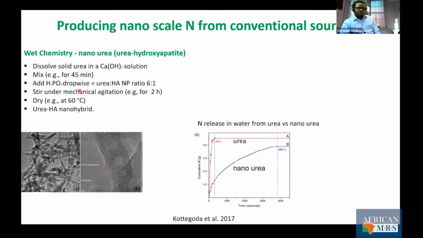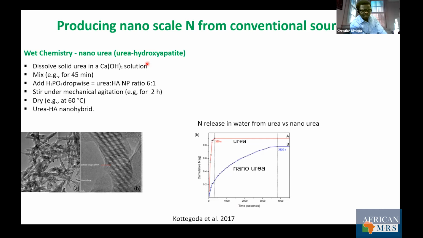So, to produce nano-enabled nitrogen, this image here shows producing nano-scale nitrogen from conventional sources. This involves basic wet chemistry between urea and hydroxyapatite, whereby you dissolve your urea in water and then you add some calcium hydroxide solution. You mix the solution for a period of time. You add your phosphoric acid dropwise, and that forms the urea hydroxyapatite in a ratio of 6:1.